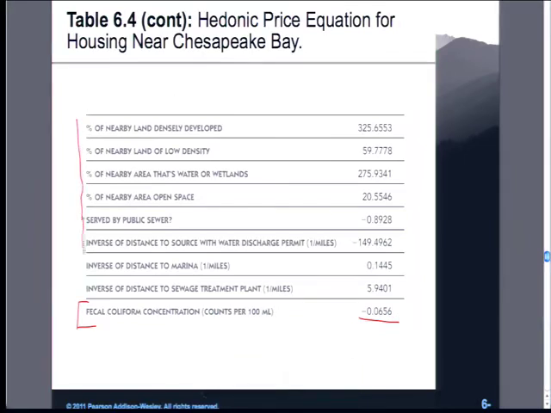So these are a whole bunch of other X's that are making their model more robust. And finally, as a residual, they'll have pollution, the externality of that pollution: how polluted the bay is near their home will affect the value of their home.